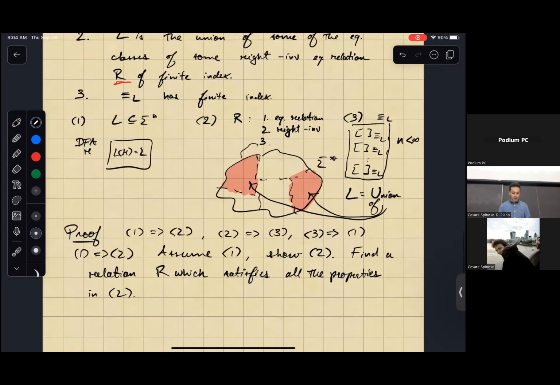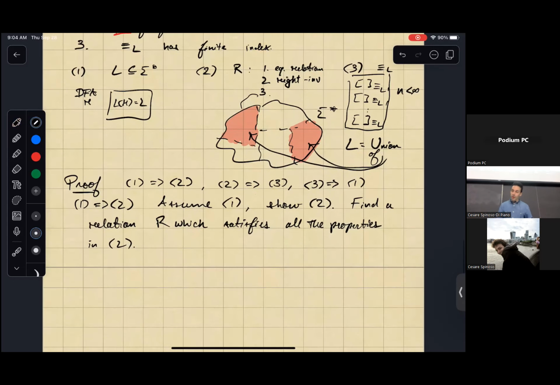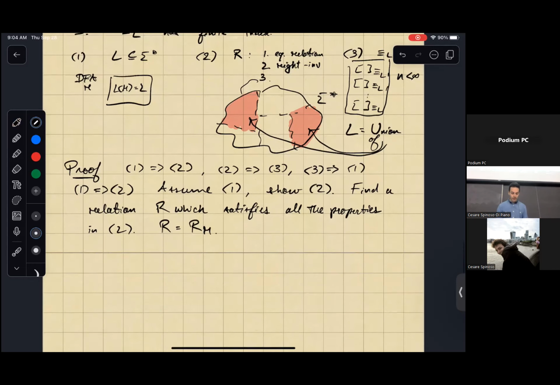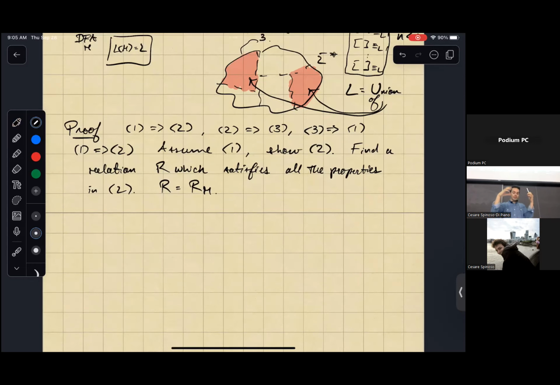It turns out, and this is why we defined it at the beginning of class, that one such relation is R sub M. Let's see why. We need to go through this list of properties that R should satisfy and check whether it does. The first property is that it should be an equivalence relation. I know that R sub M is an equivalence relation. You can check that yourself, but it's a very easy check.